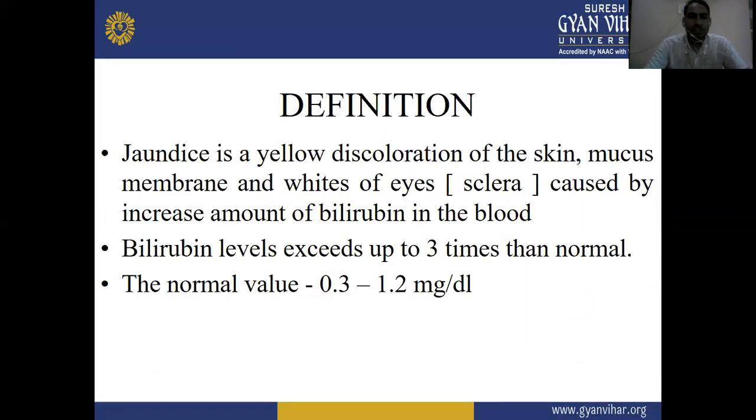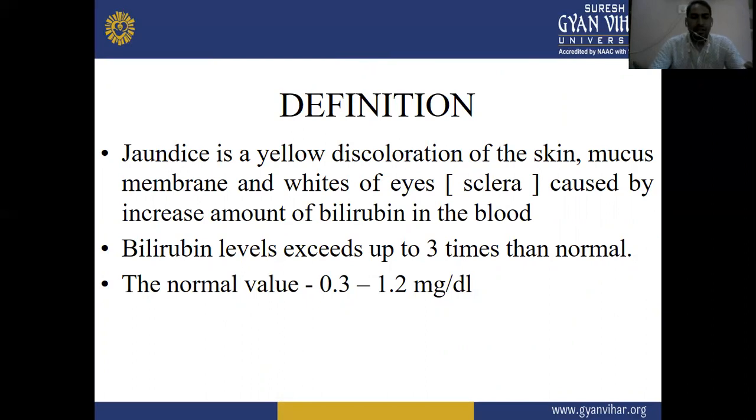Next one, definition of jaundice. Jaundice is a yellow discoloration of the skin, mucous membrane, and whites of eyes, sclera, caused by an increased amount of bilirubin in the blood.